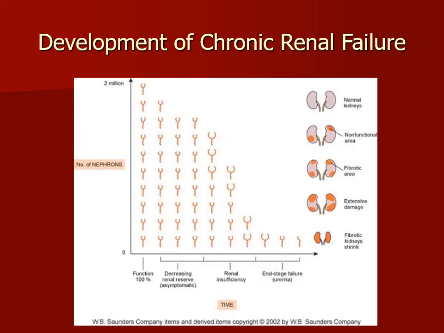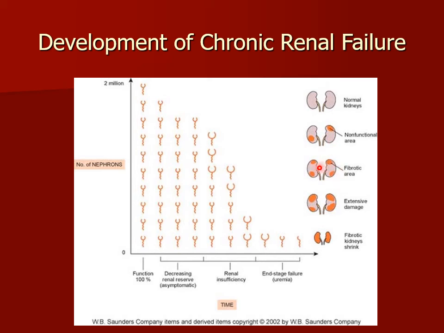So this is showing you a chart with the number of nephrons. Here you have 2 million, going down to 0. What's going on in the kidneys over time with diminished amounts of functioning nephrons, and what the condition is called. There's normal, you've got your 2 million nephrons. Then you go down to about 75%. You see non-functional areas, but everything is still working right.